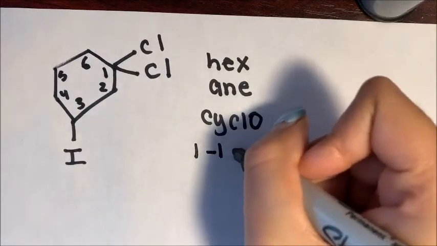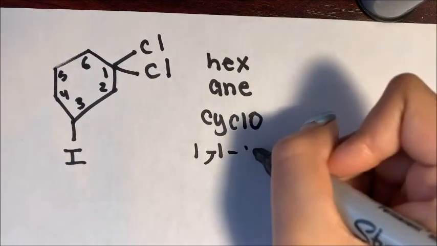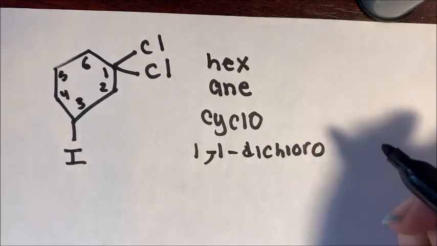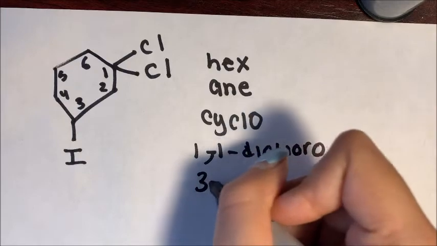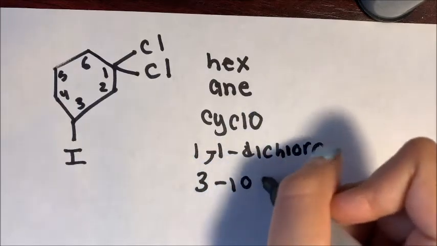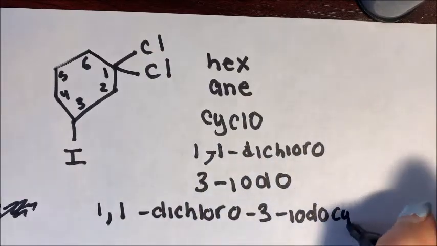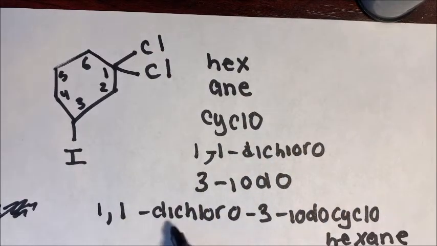2 chlorines on carbon 1 gives us 1,1-dichloro, and di represents 2, and between the ones we are going to have a comma. And iodine on carbon 3 gives us 3-iodo. So we have a final name of 1,1-dichloro-3-iodocyclohexane, and we do not consider di when thinking of alphabetical order.